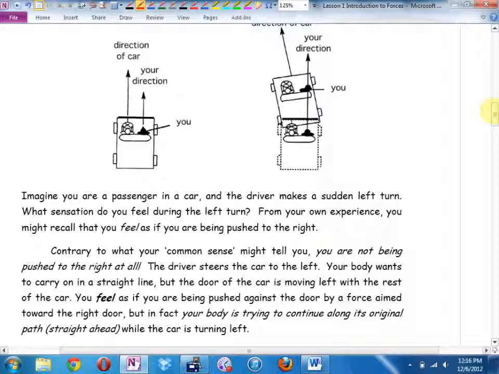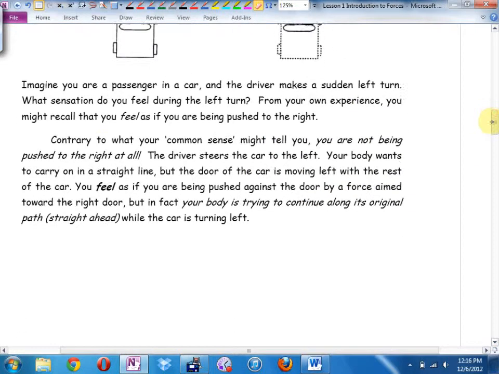Okay? So imagine you're a passenger in a car and the driver makes a sudden left turn. What sensation do you feel? From your own experience, you feel like you're being pushed to the right. I'm telling you, you're accelerating in the opposite direction that you feel. Your body is a built-in backwards accelerometer. Contrary to what your common sense tells you, you're not being pushed to the right at all.